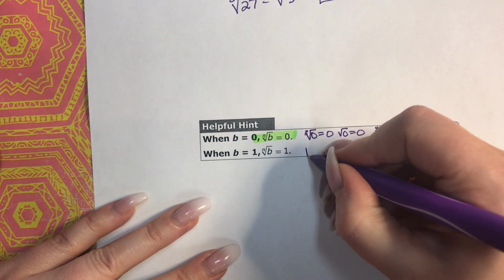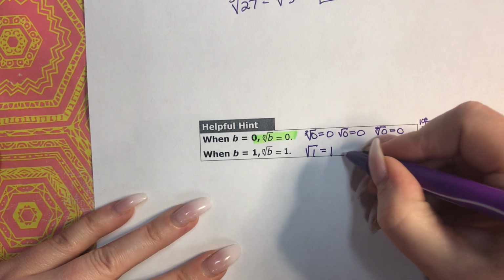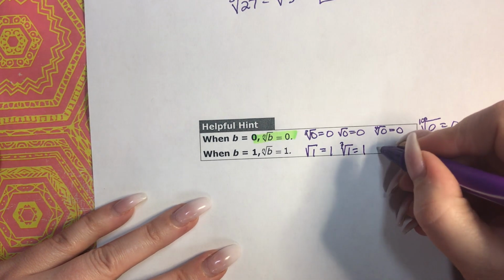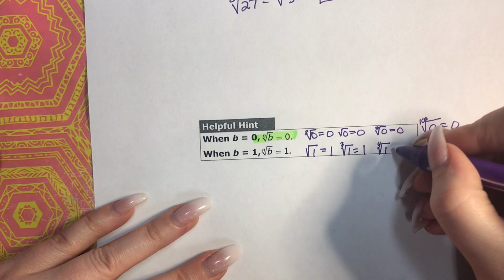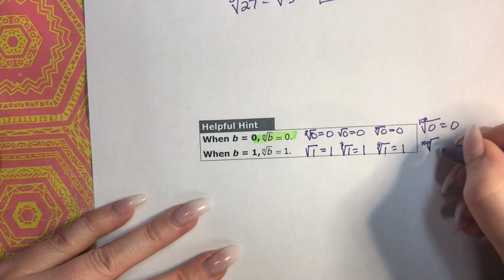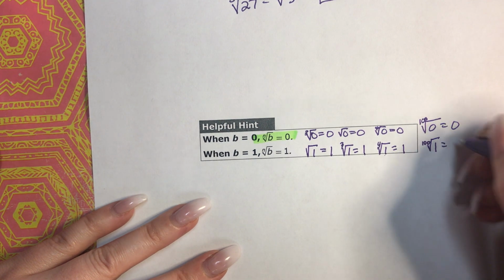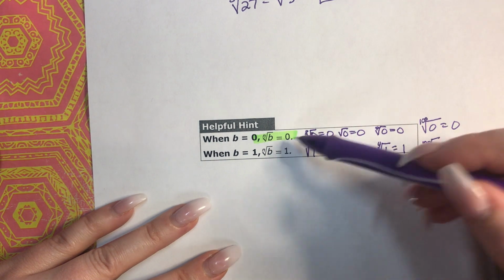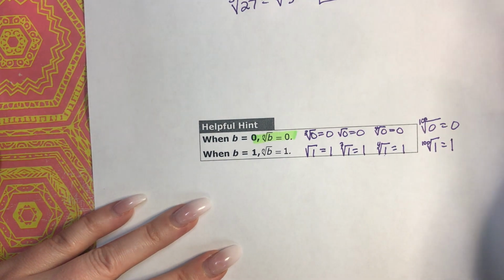And then the same thing is true about 1. So if you take the square root of 1, the answer is 1. If you take the cube root of 1, the answer is 1. If you take the fourth root of 1, the answer is 1. If you take the 100th root of 1, guess what the answer is? Yes, it is 1. So those are just some special examples that you need to know.